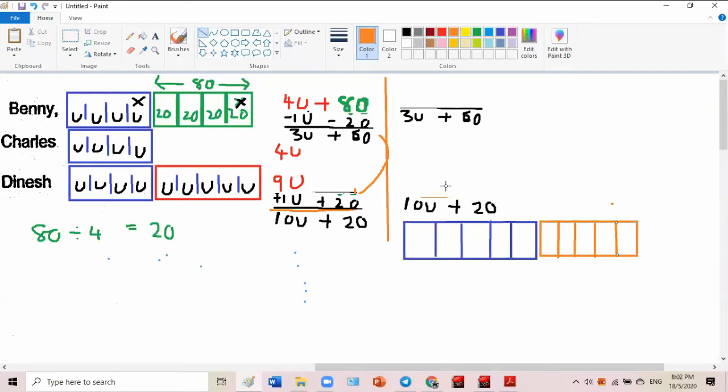Okay, so the 10 units were here, and the 20 was here. Let me split it. The 20 was here, right? The 10 units were here, right? So each box, how many units?